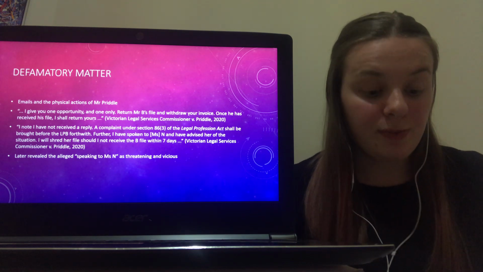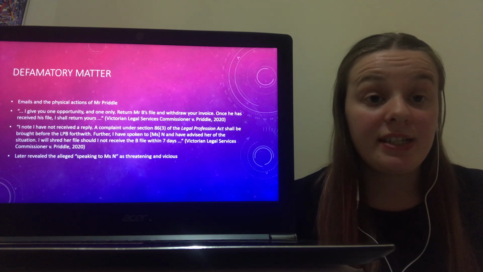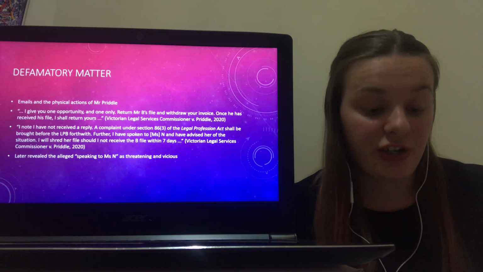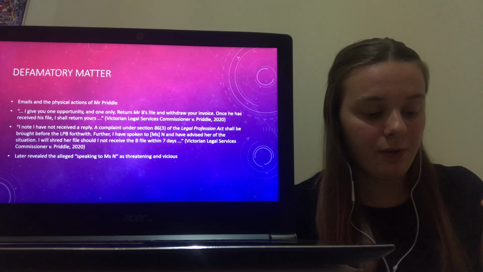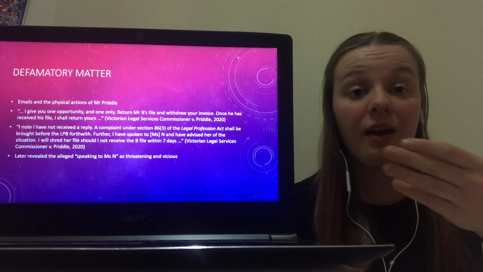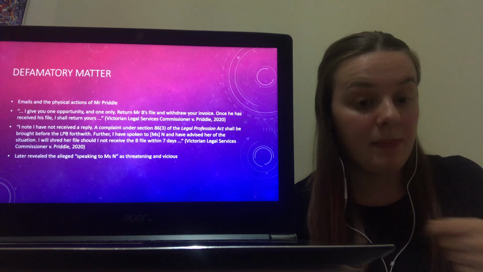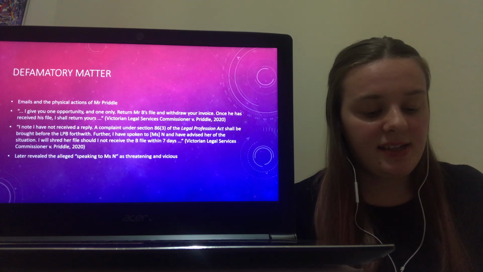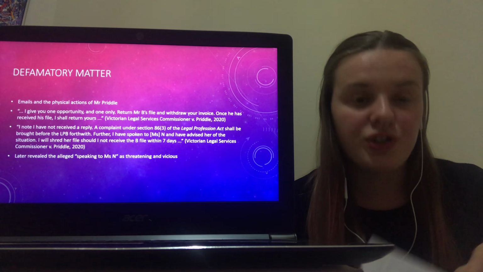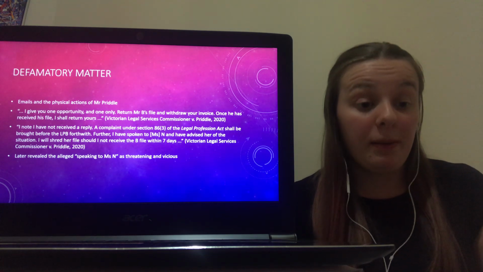bit different to the previous one, as it is a series of emails as opposed to newspaper articles, as well as the physical actions conducted by Mr. Priddle. Some notable quotes drawn from Mr. Priddle's emails are found here on the screen. These are emails to the VLSC, and it is clear that both these quotes display threatening and aggressive language, as well as cases of bribery.